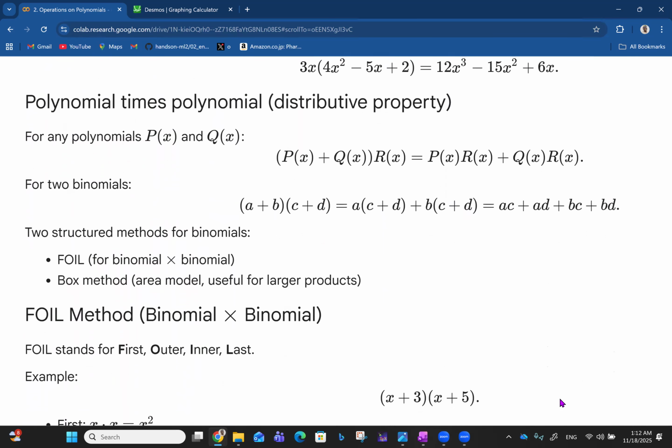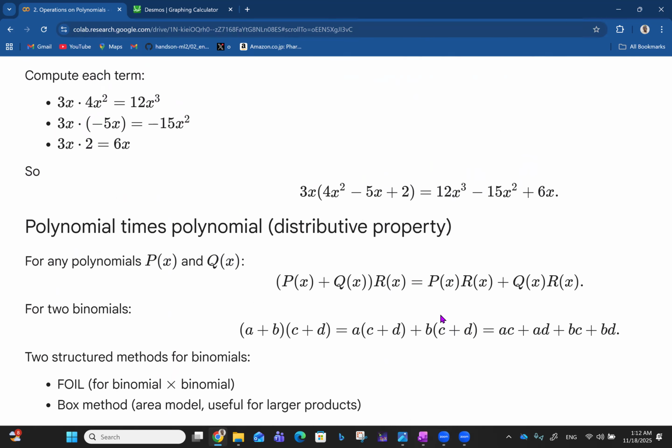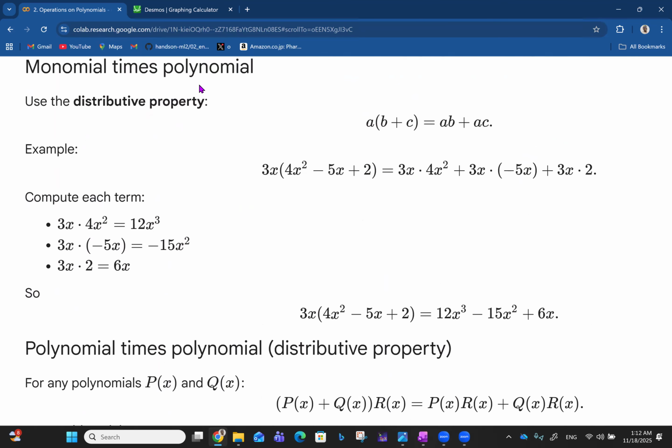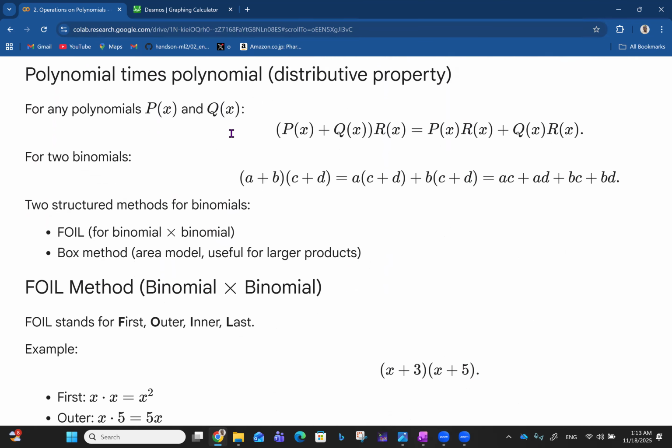Okay, so now we can then talk about polynomial times polynomial. So for monomial times polynomial, it means you're multiplying a polynomial with just one term. So here, this is monomial times polynomial. So a is a monomial here, 3x is a monomial here. All right. But what if you have a polynomial multiplied by a polynomial?